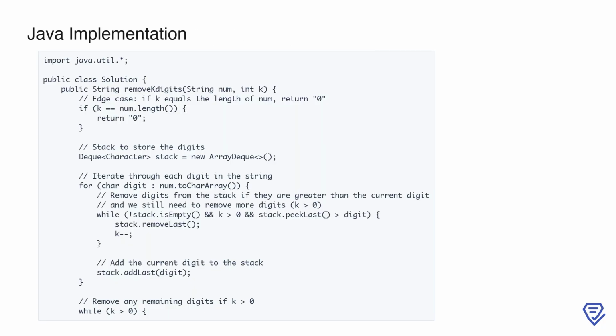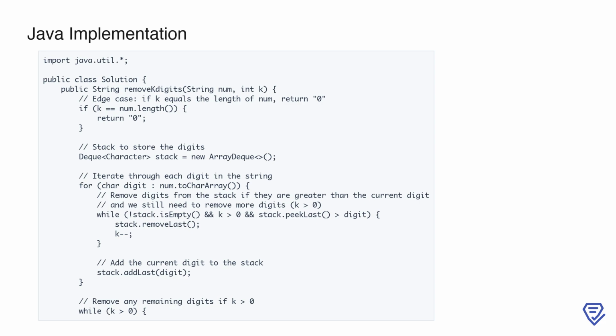Here, we start by importing the necessary Java utility classes and defining our solution class. The method removeDigits takes two inputs, a string number representing the number, and an integer k representing the count of digits to remove. First, we handle a critical edge case. If k equals the length of the input string, it means we need to remove all digits. In this case, the result would simply be 0, so we return it immediately.